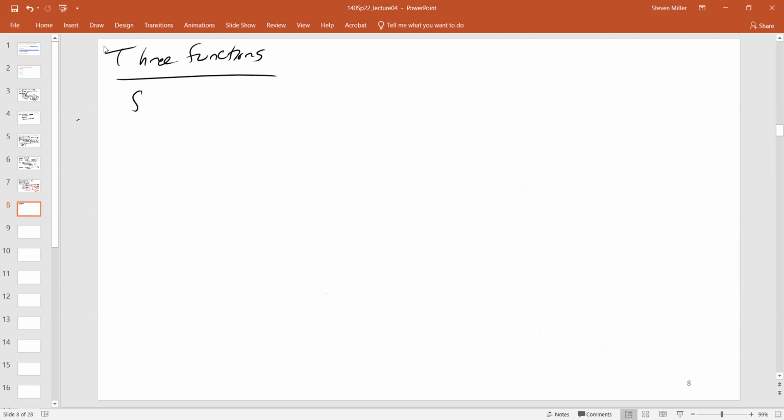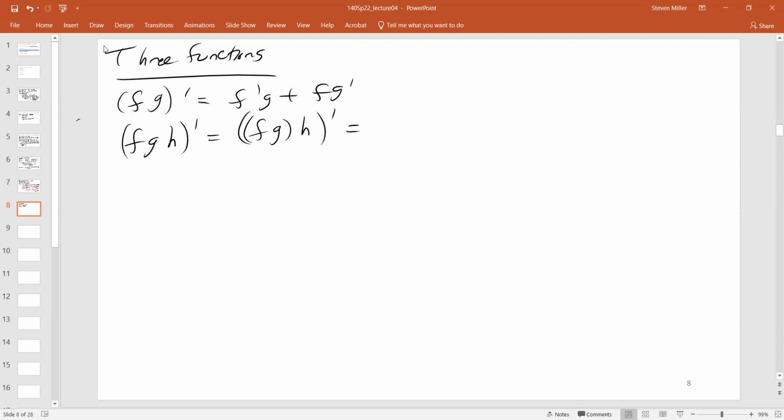So let's say we have f g prime, f prime g plus fg prime. Is everybody okay with me just not writing the at x, just to save a little bit of time? So now let's do fgh prime. Well, I can write this as fg times h prime, and it's now going to be two functions. So that's going to be fg prime times h plus fg times h prime.